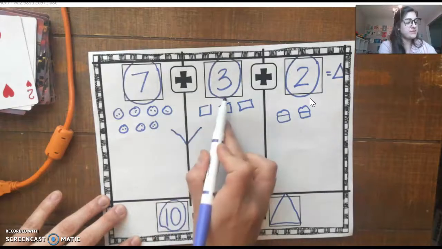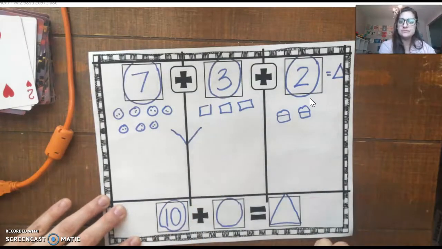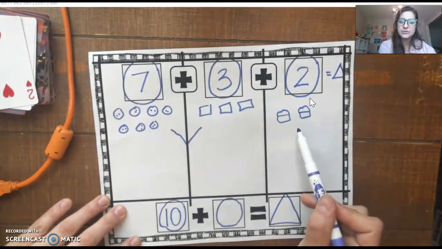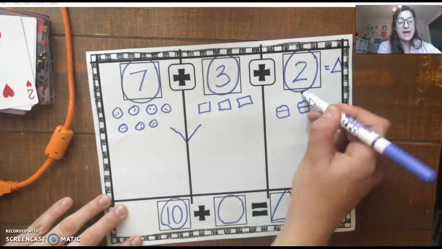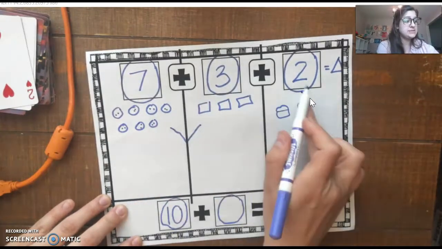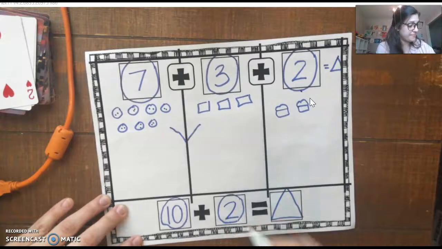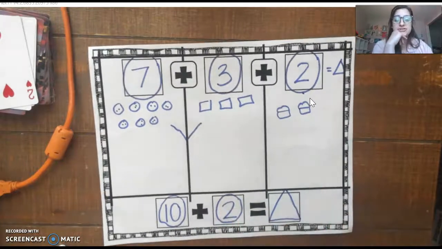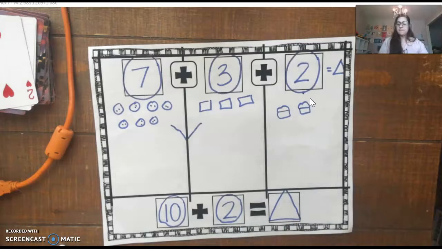So I've used my 7 and 3. Am I done? No. What about my cupcakes? My 2 cupcakes. I still have to bring that addend down. So now I have 10 plus 2. 10 plus 2 equals box, the whole.